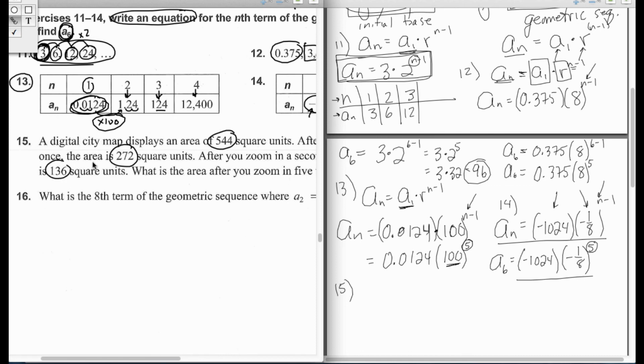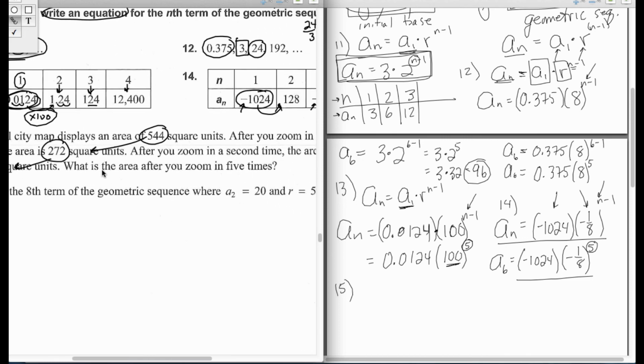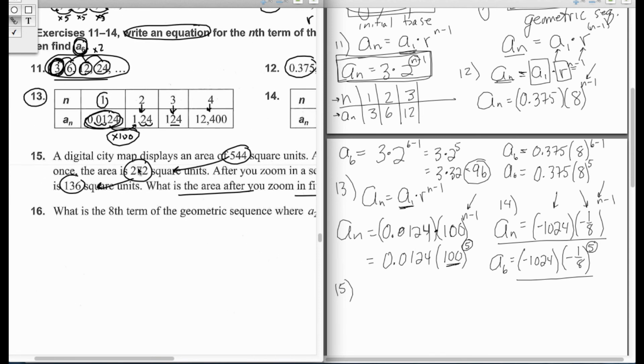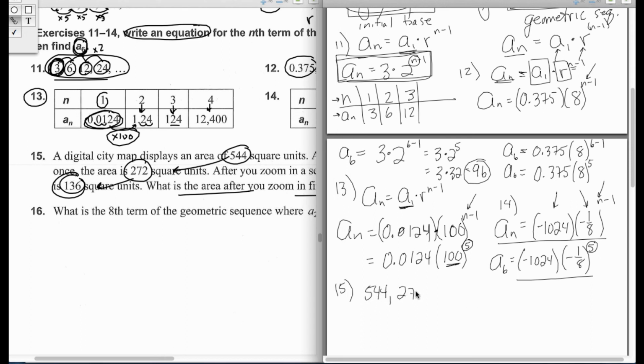You see that the area is getting smaller and smaller, right? So we have to figure out by what factor the area is being reduced every time you zoom in. So it says, what is the area after you zoom in 5 times? Well, you could find out what this number is that you keep multiplying by. Well, that's easy. Remember, you could take any number in the sequence. Let's write out the sequence here. It's going down. 544, 272, 136, and that's going to keep going.